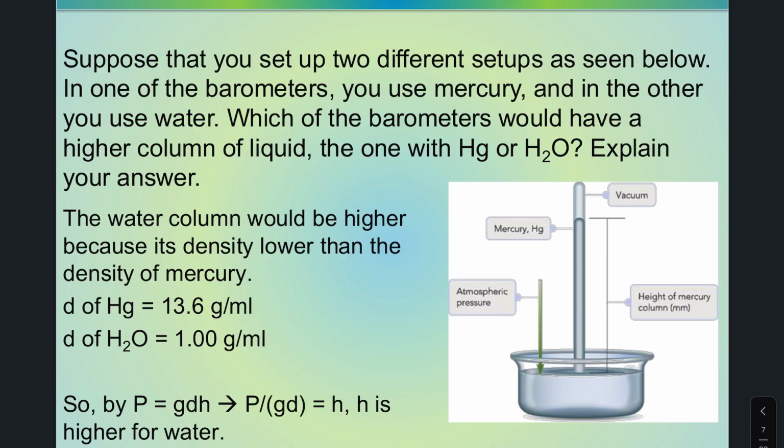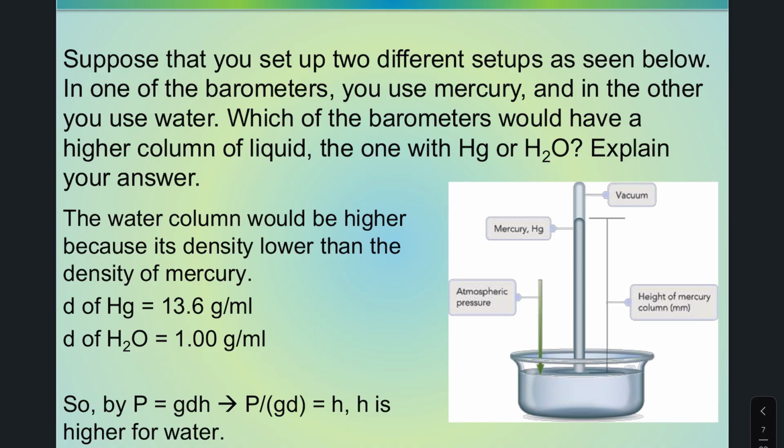Okay, so let's say that we have two different setups, like the one below. In one of the barometers, we're going to put mercury, and in the other one, we're going to have just water. And so we want to know which of them is going to have a higher column of liquid, the one with water or the one with mercury.